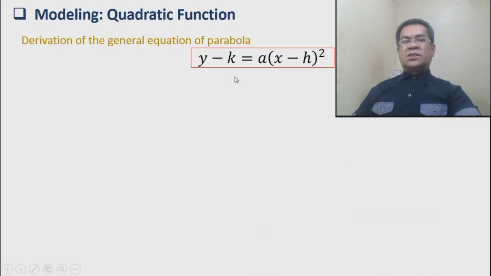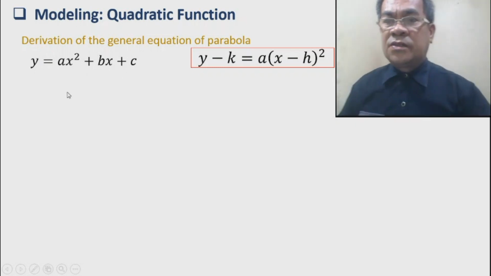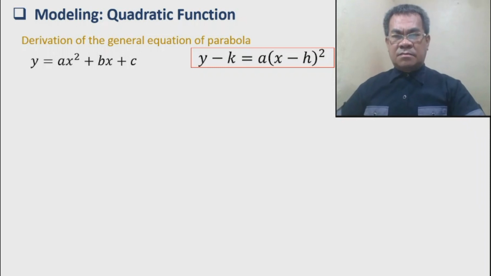Now the question is, where did they arrive at this equation of parabola? How is this equation obtained? In this case, we will derive this relation. As I said a while ago, the parabola is derived from the quadratic function. So we will obtain this using the quadratic function, ax squared plus bx plus c. Now all you need to do is to what?